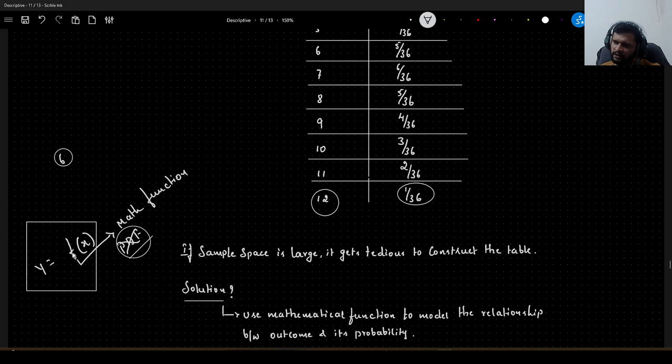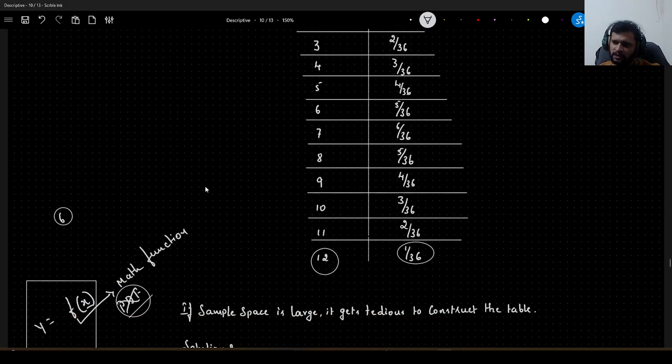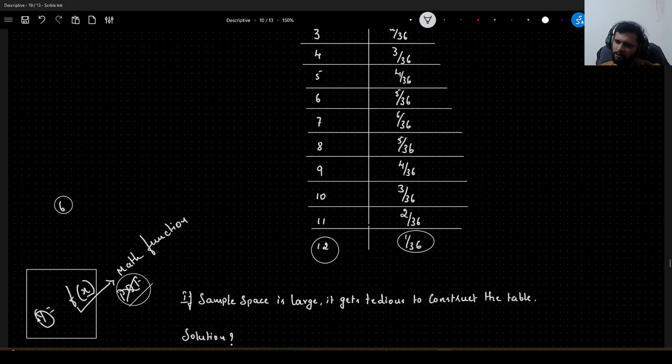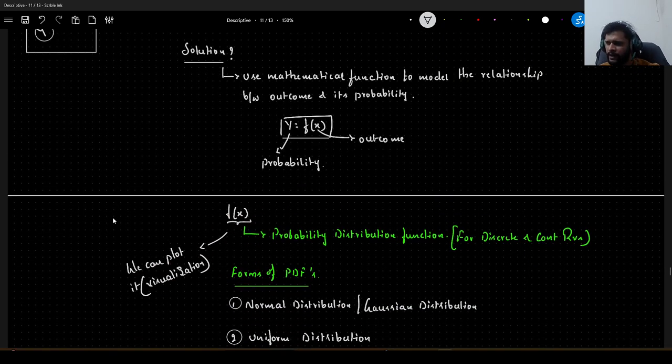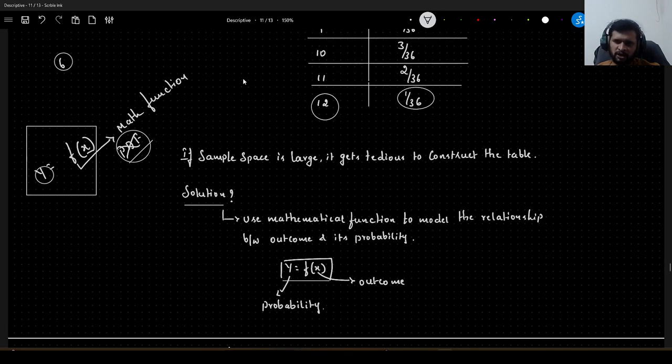Let's just call it probability distribution function. Okay, so here is the mathematical function which we will formulate in order to jot down this probability distribution. What is this x? These are all the possible outcomes. And what is this y? It's the probability of getting that particular outcome. Okay, so this is the solution that we have arrived at. Since it's a mathematical function, we can plot these functions.